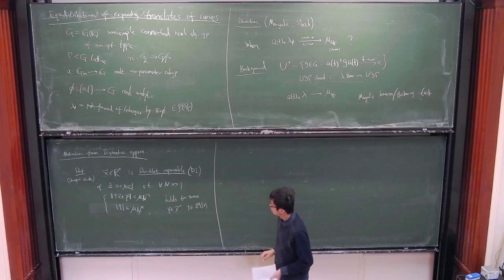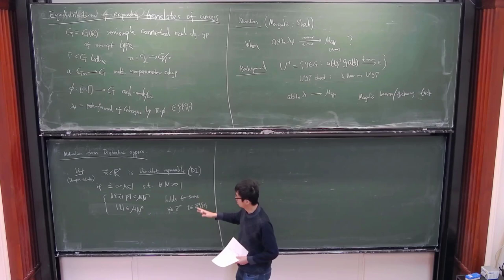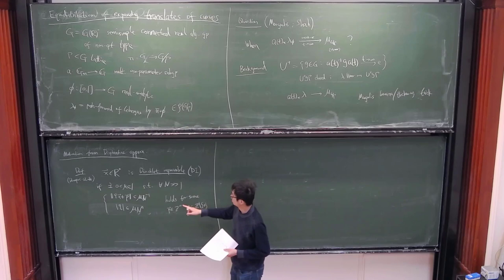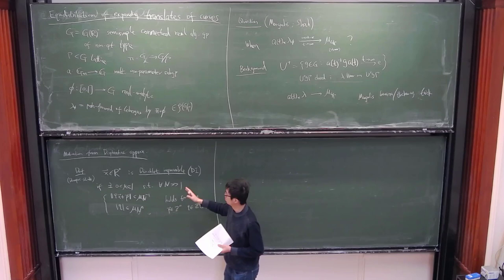If mu equals 1, this is Dirichlet's theorem, so this holds for any real vector. But when mu is strictly less than 1, the set of improvable points in R^n has Lebesgue measure 0. This is a theorem of Davenport and Schmidt.